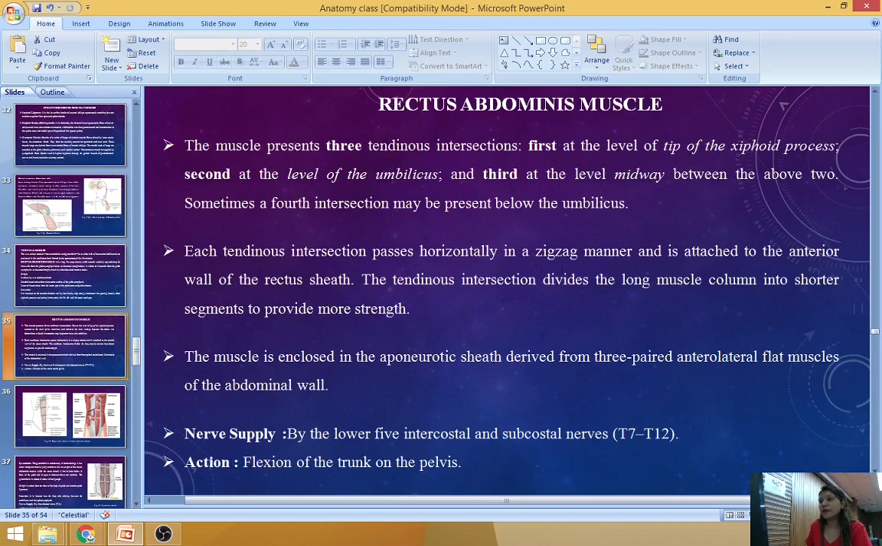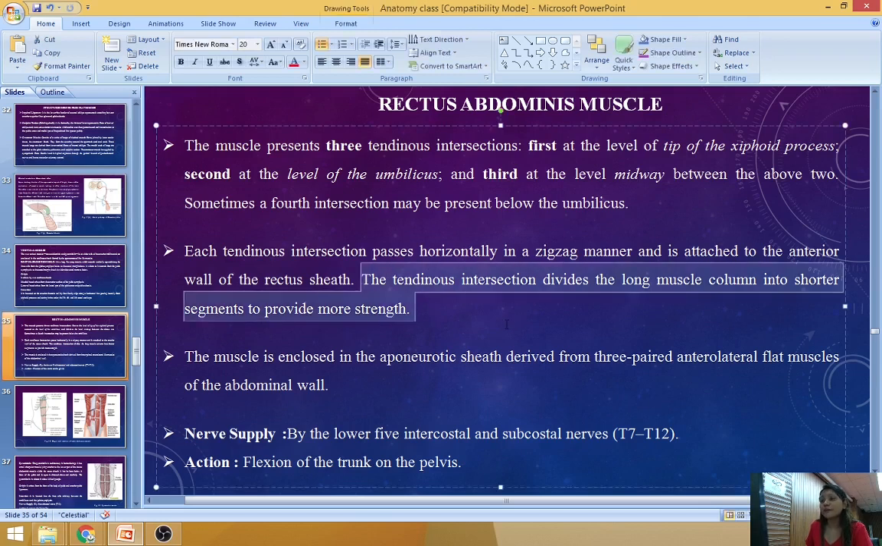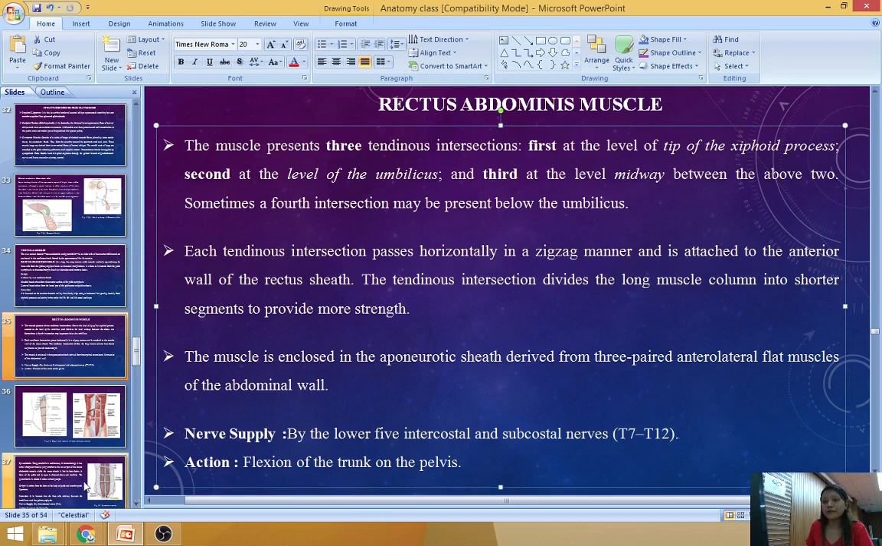Each intersection passes horizontally in a zigzag manner and is attached to the anterior wall of the rectus sheet. We'll come to the rectus sheet in the next topic. The tendinous intersections divide the long muscle column into shorter segments to provide more strength. What is the function of the tendinous intersections? It provides more strength. The muscle is enclosed in an aponeurotic sheet derived from 3 paired anterolateral flat muscles of the abdominal wall. The nerve supply of rectus abdominis is T7 to T12, and the action is flexion of the trunk on the pelvis.